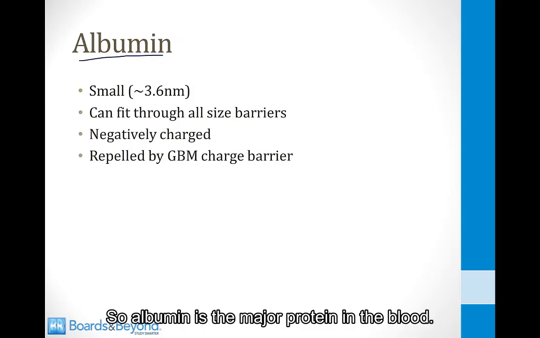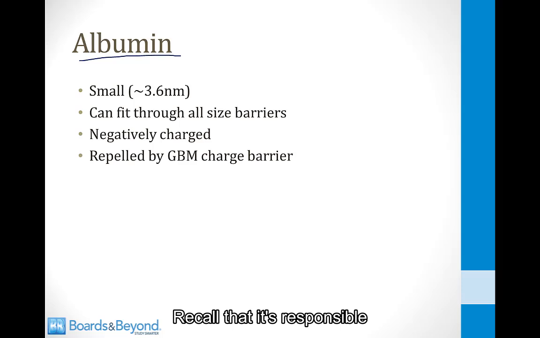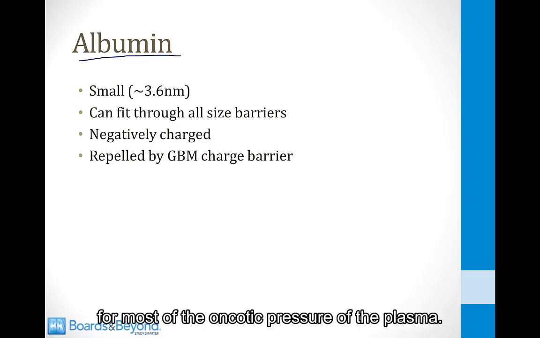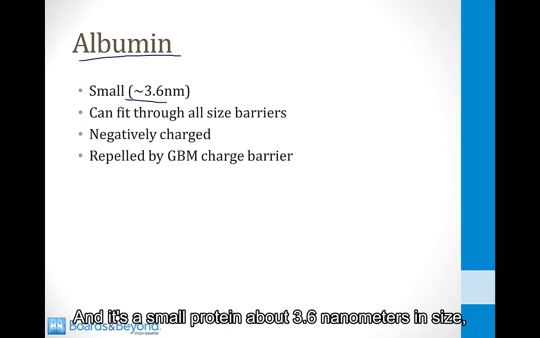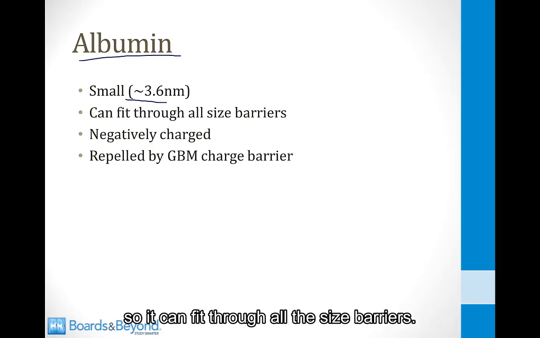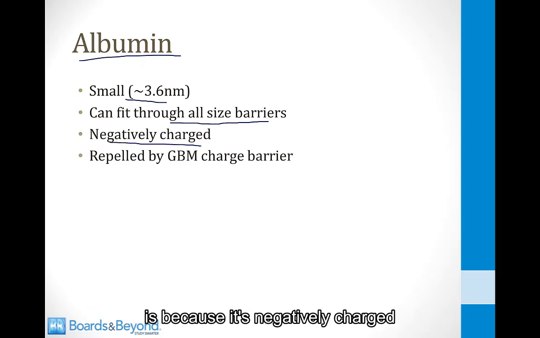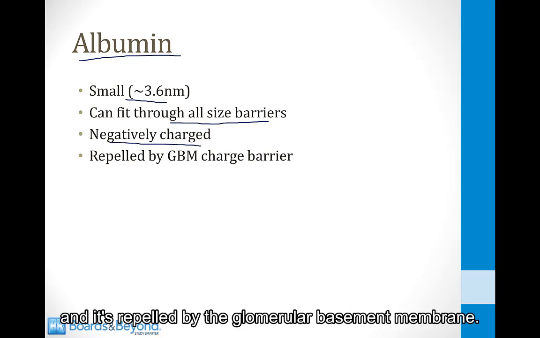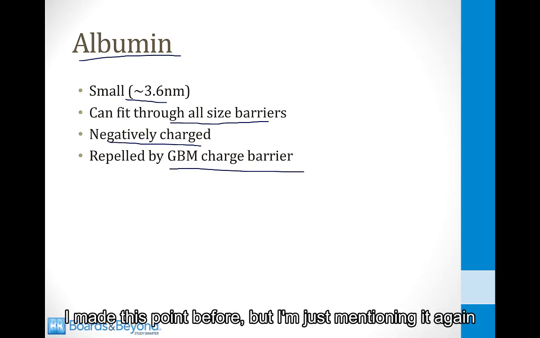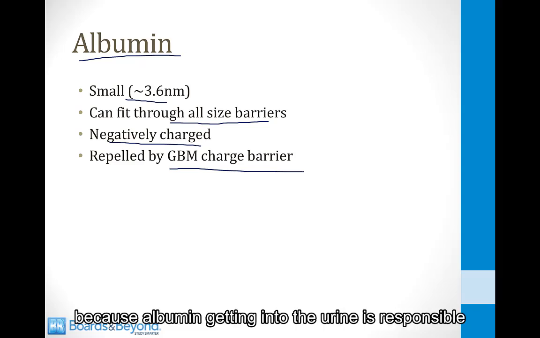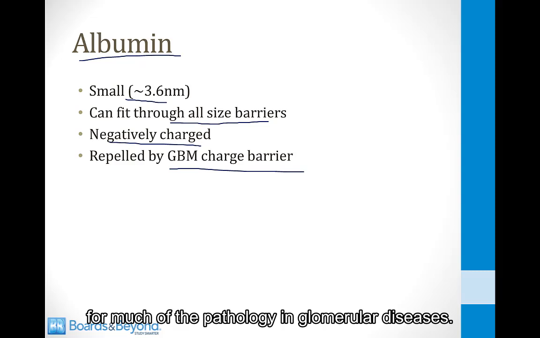So albumin is the major protein in the blood. Recall that it's responsible for most of the oncotic pressure of the plasma, and it's a small protein, about 3.6 nanometers in size. So it can fit through all the size barriers. The reason it can't get through the filtration barrier is because it's negatively charged, and it's repelled by the glomerular basement membrane. I made this point before, but I'm just mentioning it again because albumin getting into the urine is responsible for much of the pathology in glomerular diseases.